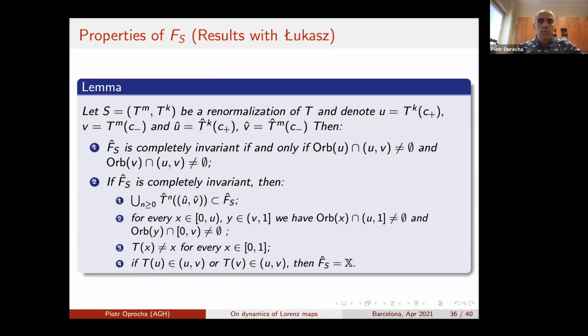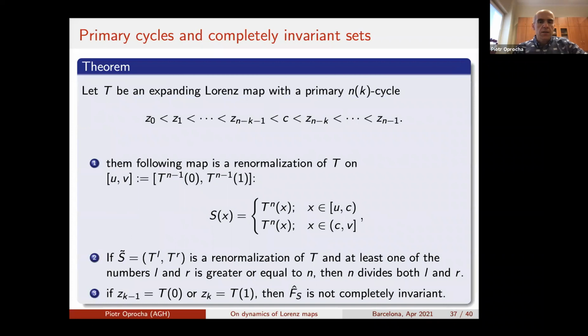Yeah, so unfortunately sometimes it may happen. But on the other hand, what we observed with Łukasz is that if you have this primary NK cycle, then you will always find a renormalization, which is given by the length of this cycle. So this is one thing.